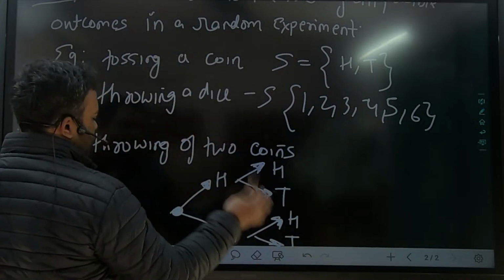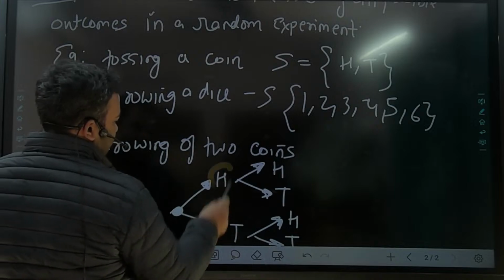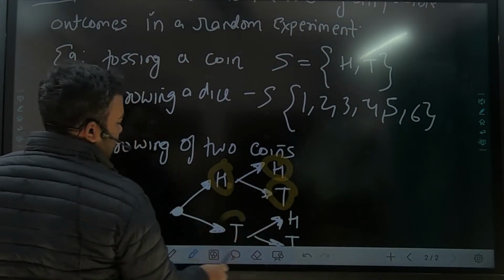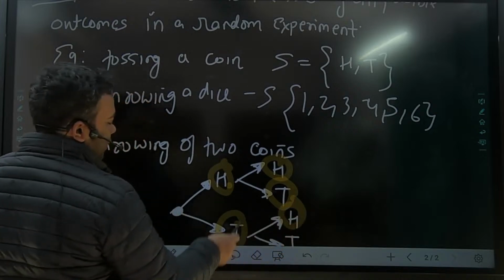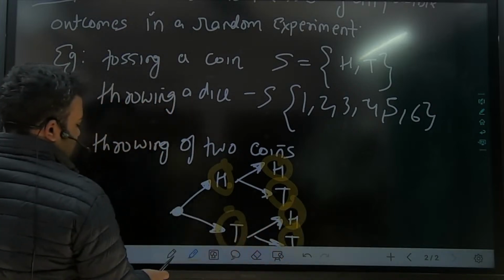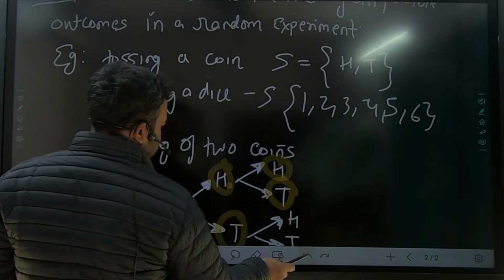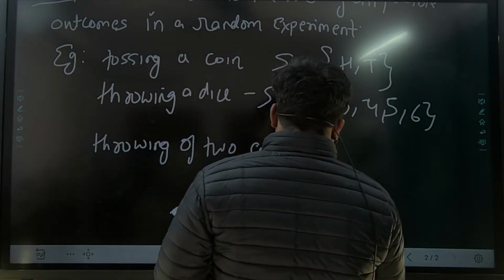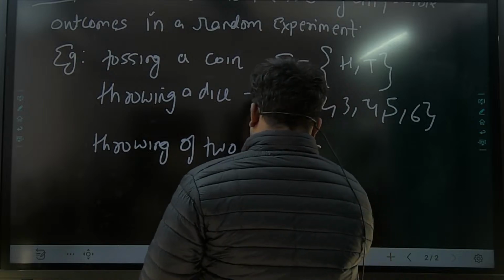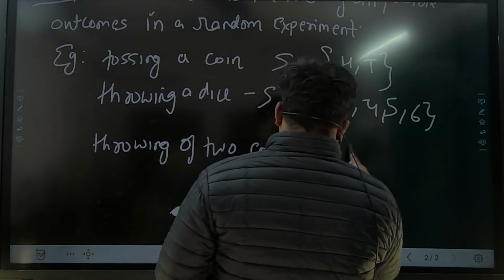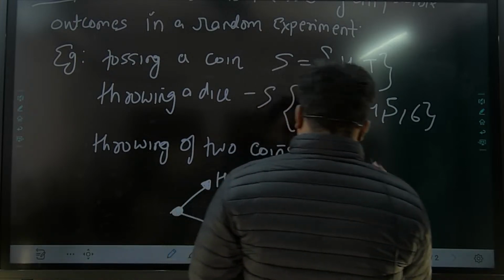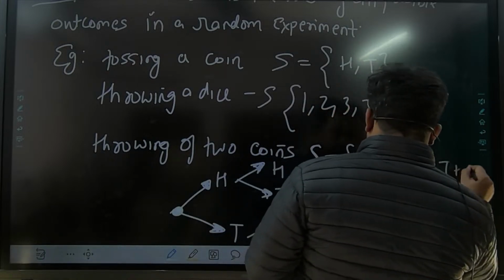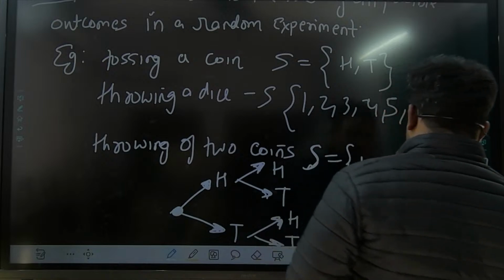What can you get by throwing 2 coins? Head head can come, then head tail can come. If tail comes first, the second coin can show head, or the second coin can show tail. So these are the possible outcomes. The sample space S is equal to head head, head tail, tail head and tail tail. So these are the possible outcomes.